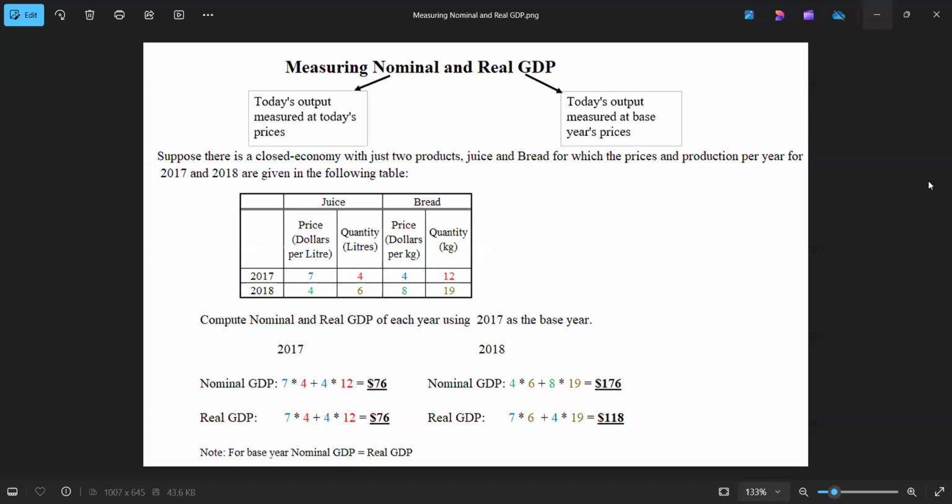Want to now look at how you measure nominal and real GDP. The nominal GDP is today's output measured at today's prices. So if we're computing the nominal GDP for a year, we're going to make use of that year's quantities and that year's prices. So nominal GDP makes use of current prices.